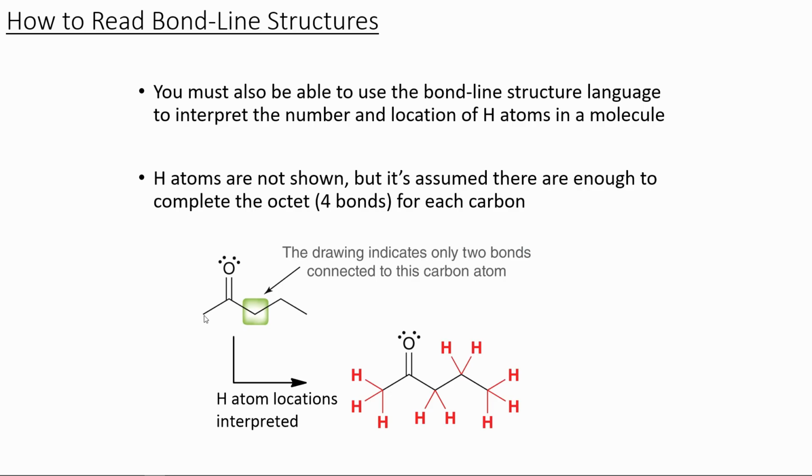If we're to look at this carbon on the left here, this terminal carbon, we're going to have one carbon-carbon bond that's drawn in. And for carbon to make 4 bonds in this case, we'll assume that there are 3 hydrogen atoms at this location.